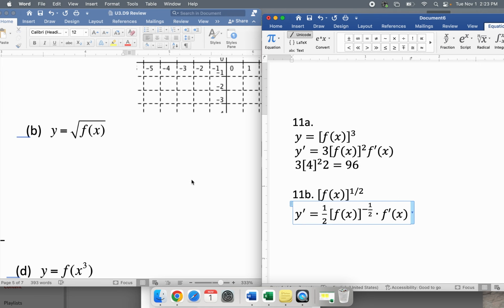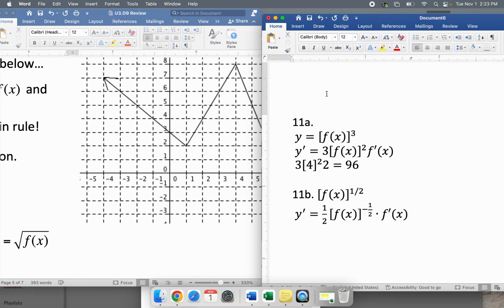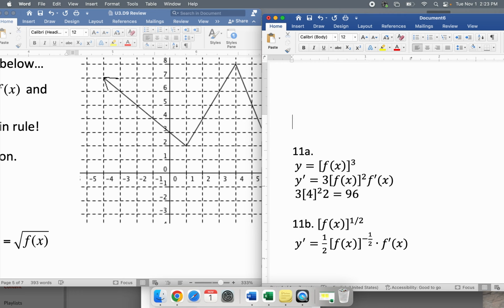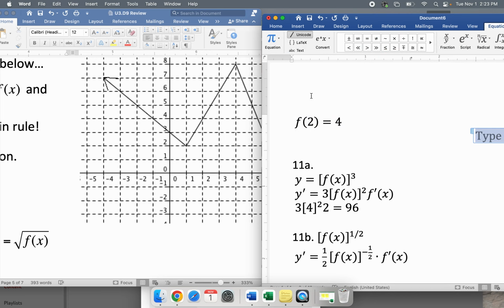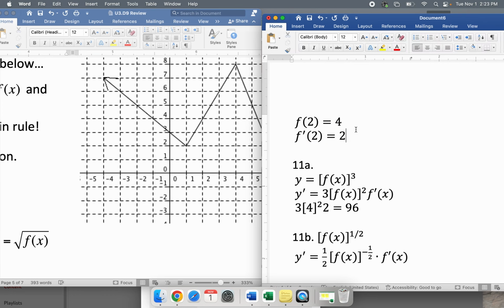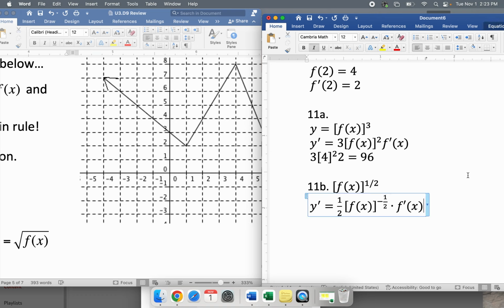I should really write this down. I already went through what f of 2 is, well, let me just write it down up here, right? What did I say? So evaluating this whole thing at 2, f of 2 is 4 and f prime of 2 is 2. So let's just have that information there so I don't have to keep looking at the diagram every single time.